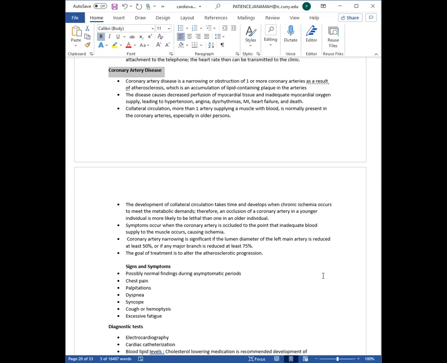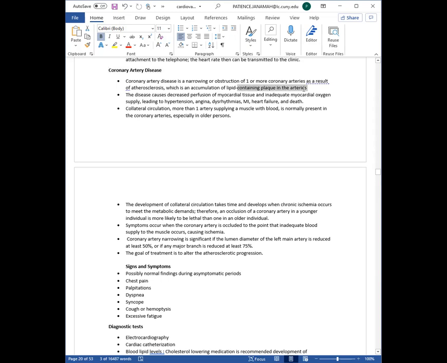So coronary artery disease is narrowing or obstruction of one or more coronary arteries as a result of atherosclerosis, which is an accumulation of lipid-containing plaques in the arteries. If we remember our anatomy and physiology, atherosclerosis is narrowing and hardening of the arteries. So the arteries become diseased when they start getting hardened. When something starts getting hardened, it starts reducing in size and in shape. So they say accumulation of lipid-containing plaques in the artery.